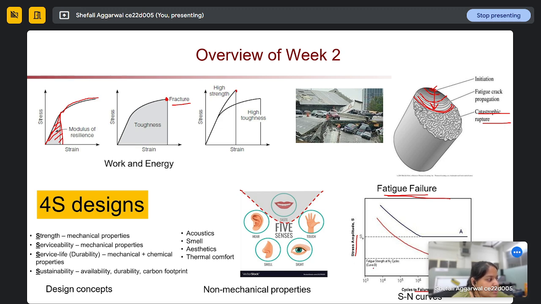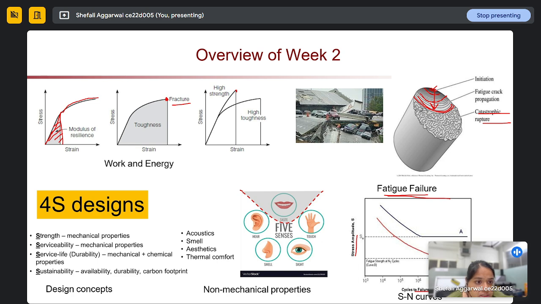So based on different cycles versus stress, we have the SN curve. The number of cycles required for a material to fail is called the fatigue life of our material. And next thing is fatigue limit. So what is the fatigue limit? A stress below which fatigue failure will not occur. That is called the fatigue limit.